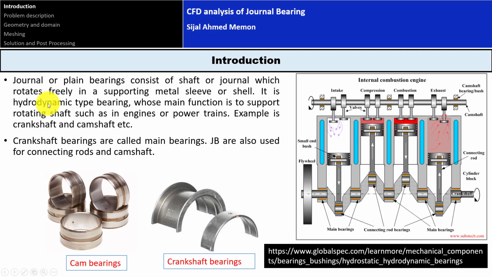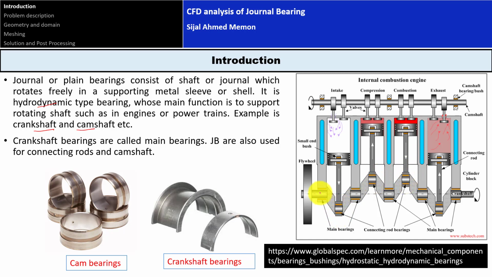So basically the problem we are solving here is the journal bearing. Journal bearing is a type of hydrodynamic bearing, and it consists of the shaft or journal, which is the inside part and rotates freely in the supporting metal sleeve or shell or the bearing. Its main function is to support rotating shafts such as in the engine or the powertrains. And you can see them in the crankshaft and the camshaft if you're talking about internal combustion engines.